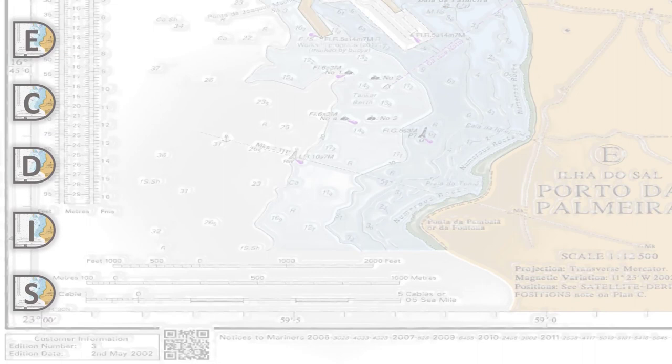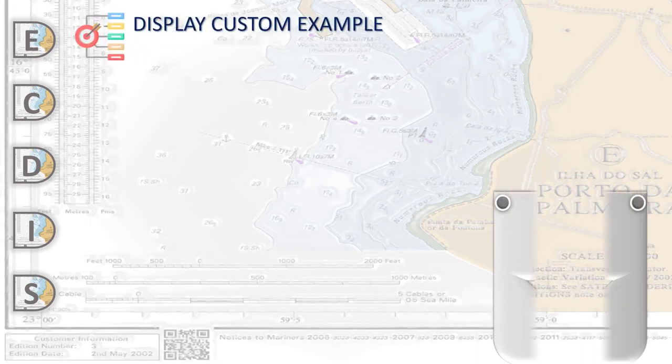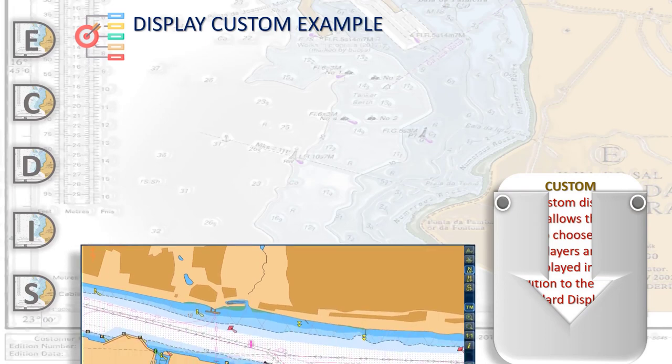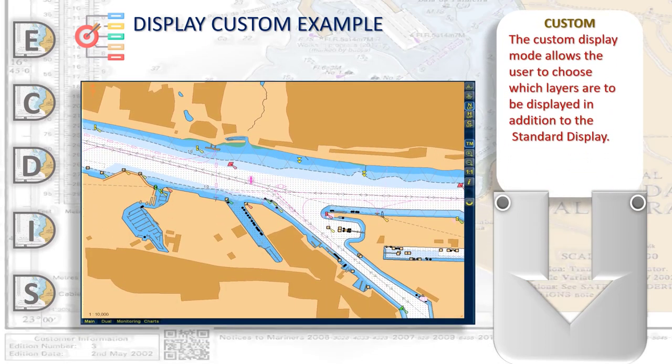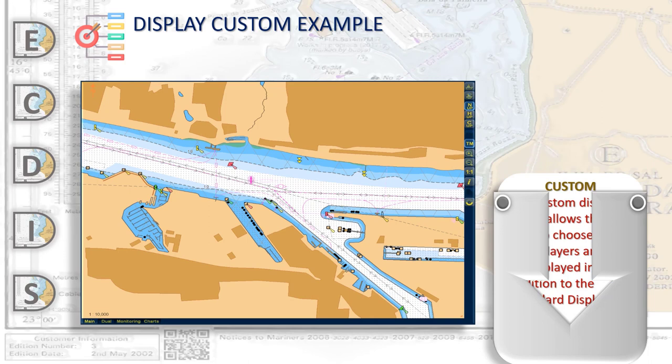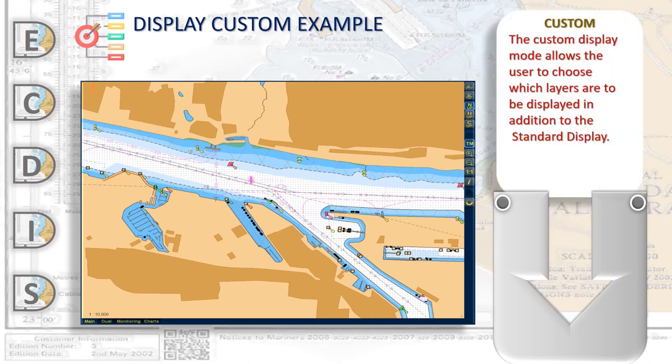Some producers may offer to use the custom display. The custom display is a feature in which the user selects the layers to be displayed. The custom display mode allows the user to choose which layers are to be displayed in addition to the standard display. The choice of layers should always be influenced by the specific navigation task at hand.